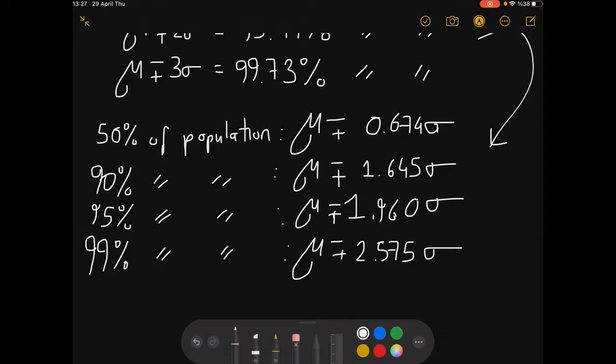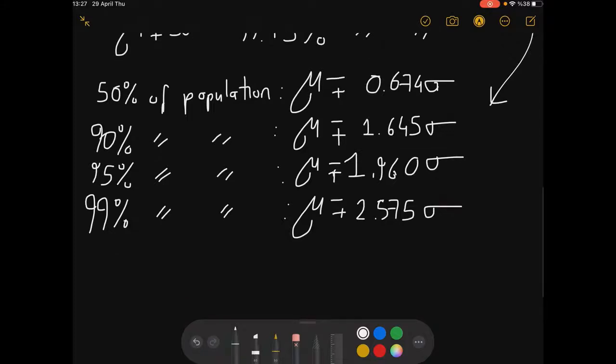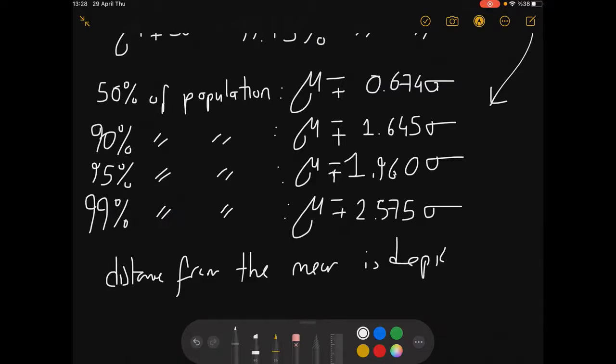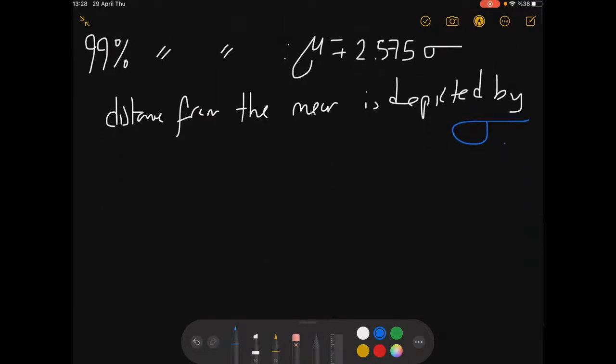And the idea is the distance from the mean can be depicted by the standard deviation, okay? The distance from the mean is depicted by the sigma. That's the idea about the property of the normal distribution.